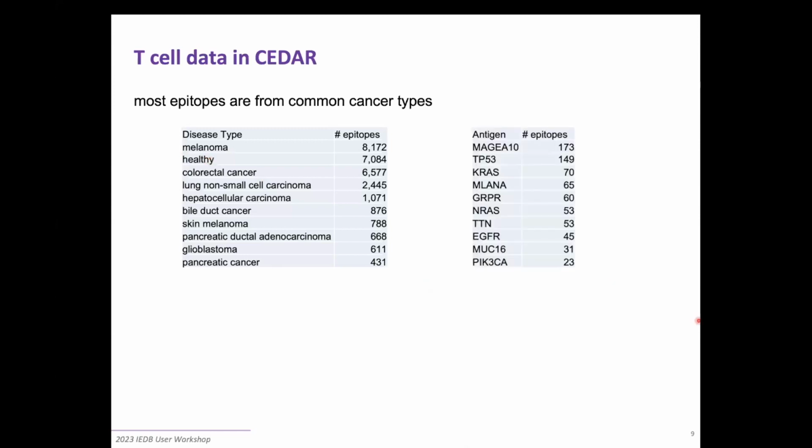Okay, and here we have the top 10 antigens that we have in CEDAR right now, and again, we can see MAGEA10 and MLANA, which are both melanoma antigens, which makes sense, again, because melanoma was the most studied one here. We also have TP53 and KRAS as the top 2 and 3 antigens. These are actually antigens that are most frequently mutated, and they produce new antigens.